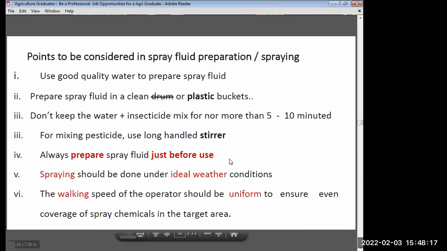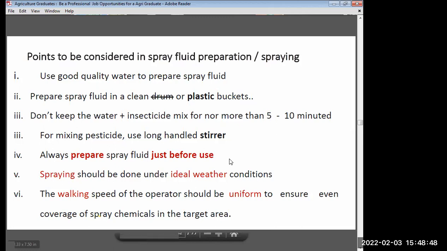Then the points on how to prepare spray fluid effectively. Use good quality water. Don't take brackish water or salty water. Try to get rain water. In Tamil Nadu, we have rain water storing facilities in almost 30% of houses. We take that rain water for mixing the spray fluid.